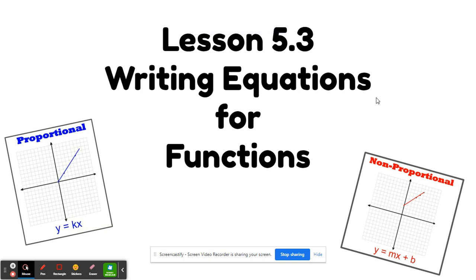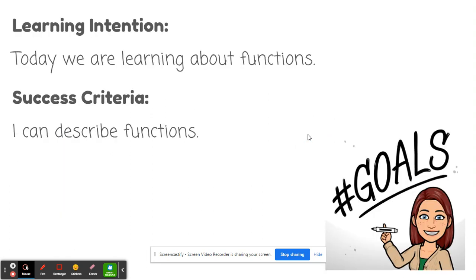All right, so today's lesson is 5.3 writing equations for functions. Our learning intention is that we're learning about functions, and our success criteria is we can describe functions. And today we're going to talk about describing functions by describing their slope and their y-intercept. And we're going to describe the equation that creates a function.